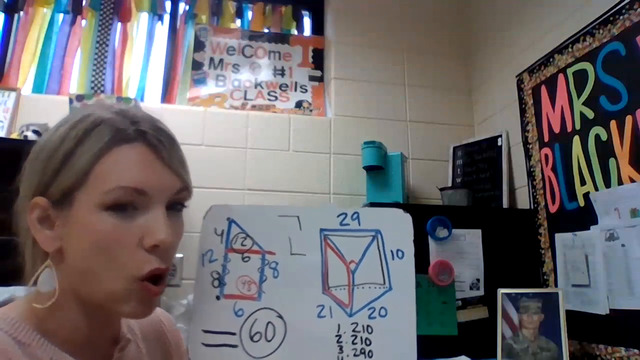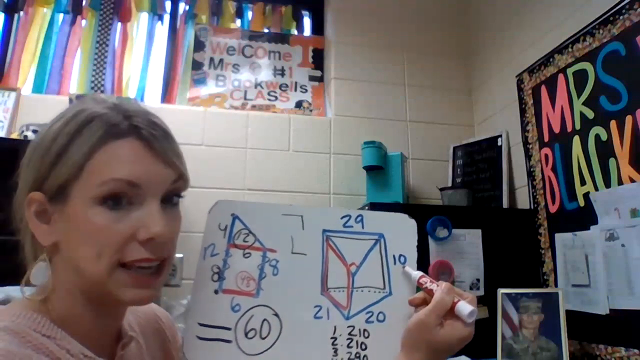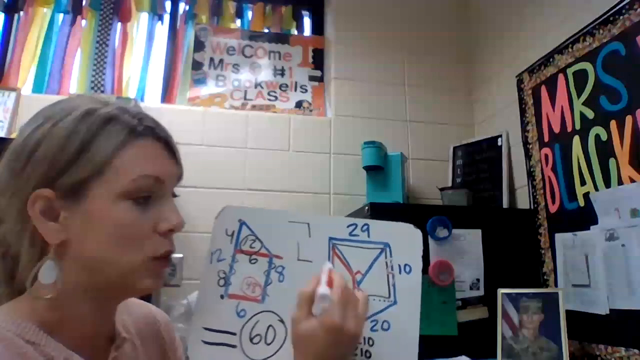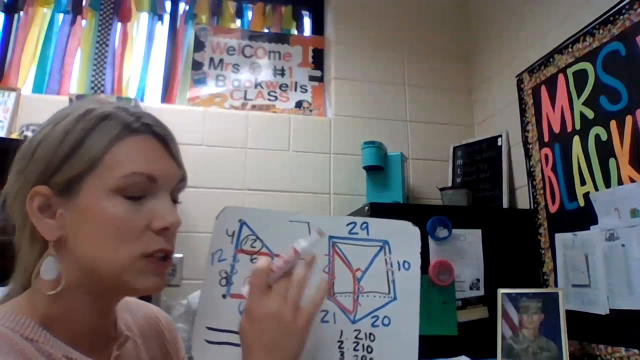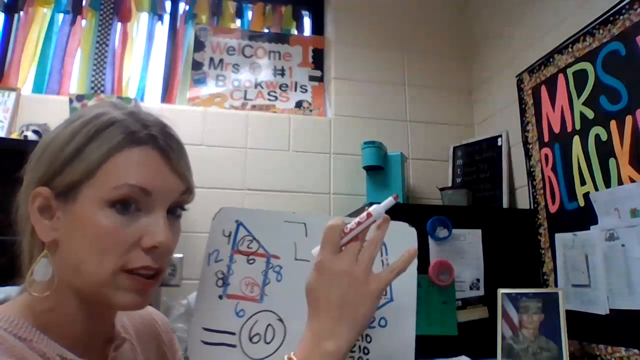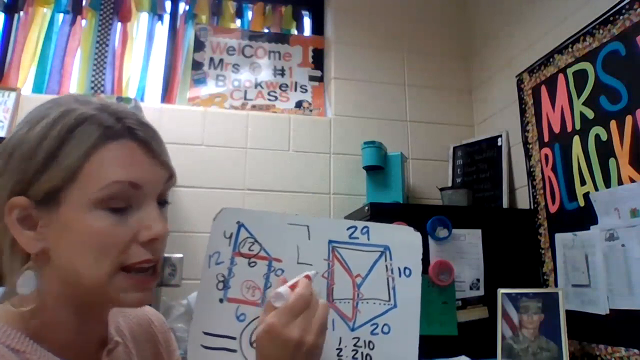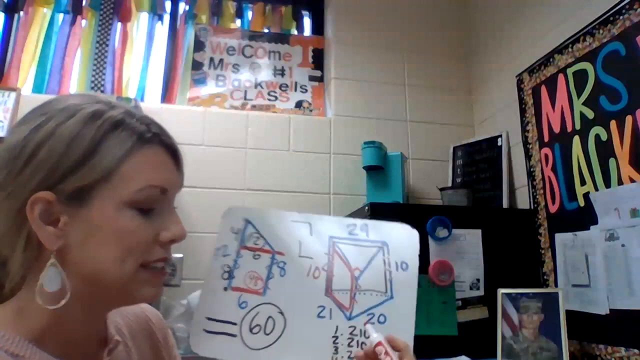Well, I think if the whole 3D shape has a height of 10, then this line would be parallel to this line, which would be parallel to this line, because one side of the shape can't be taller than the other. So if this is 10 and this is 10, this has to be 10. Always look at your parallel lines. 21 times 10 would be 210. And that's for that one.